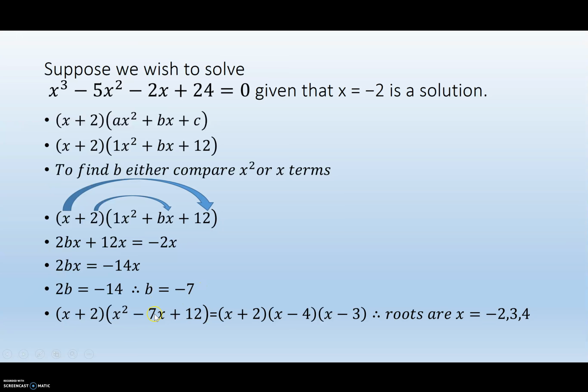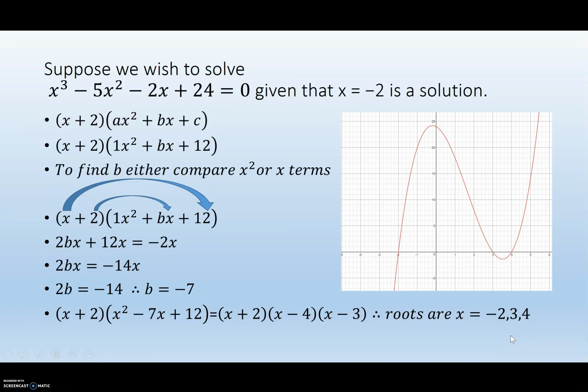Plug the b value into the equation and you will get the quadratic as x squared minus 7x plus 12. And you can furthermore factorize it as x minus 4, x minus 3. So the roots of this particular polynomial equation are minus 2, 3, and 4. If you want to visualize it in this graph, it will be like this. It passes through at minus 2, and passes at 3, and passes through at 4. So these are the roots of the cubic equation.